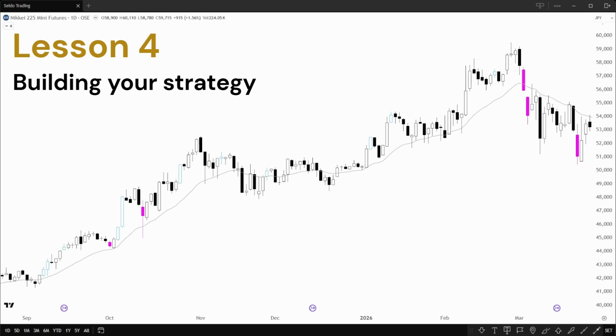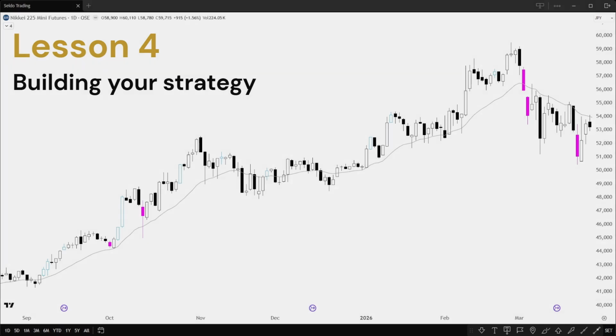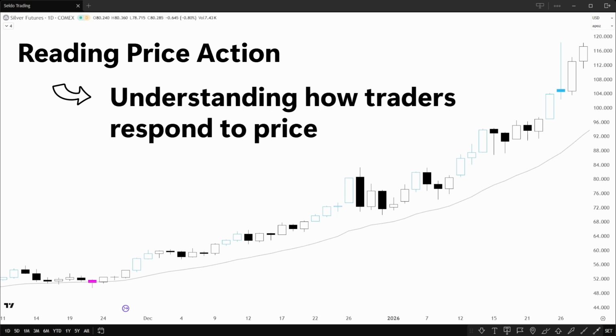You will learn how to build a strategy that works for you around price action that fits the life that you want to live. Rather than adding more tools, this lesson covers how to focus on what matters and filter out what does not. As your read of price develops throughout this course, you will build a deeper understanding of how traders behave within trading ranges and how they respond to momentum, patterns that will sharpen your ability to identify high quality setups.